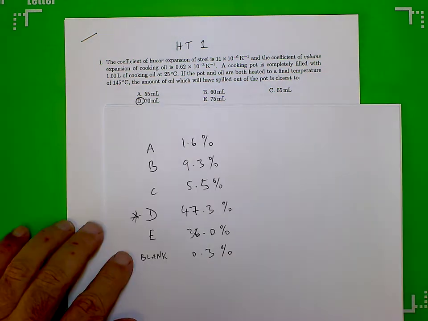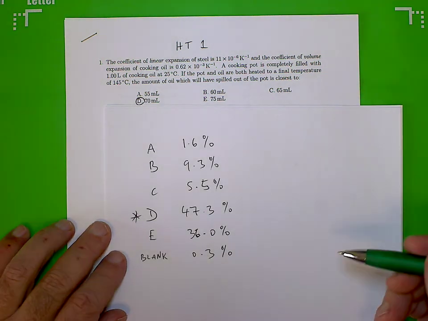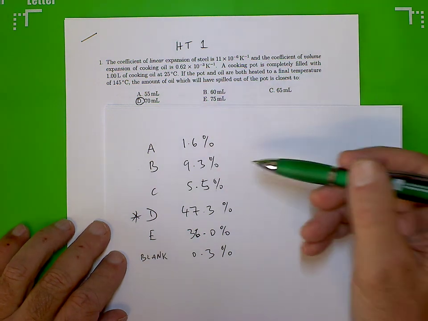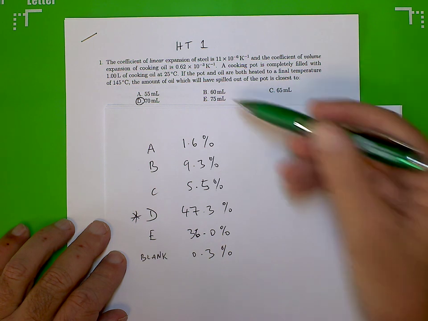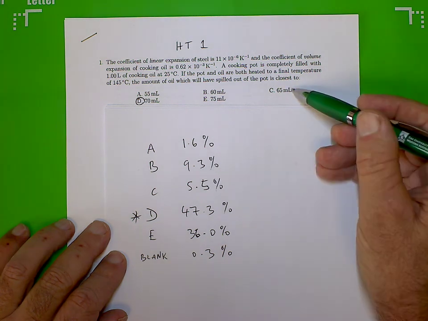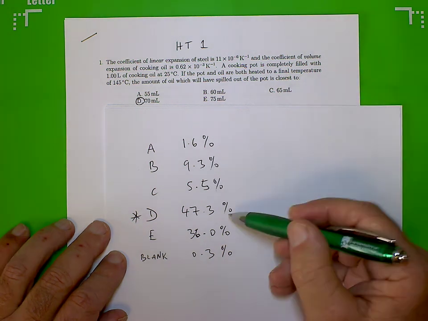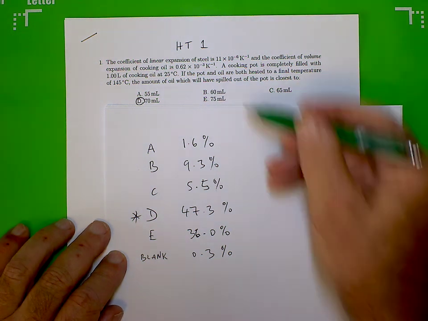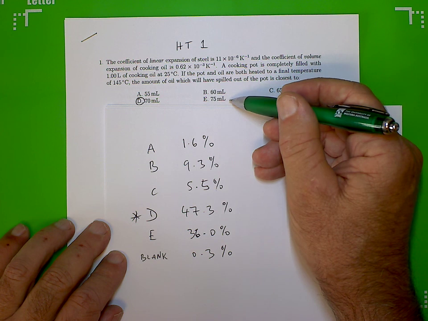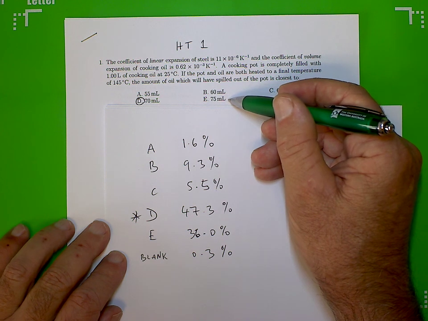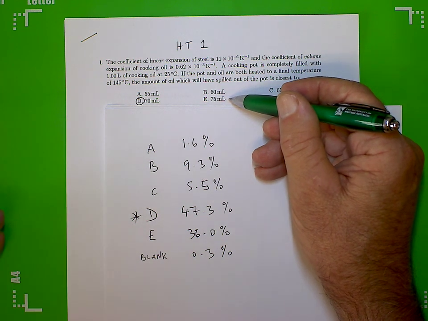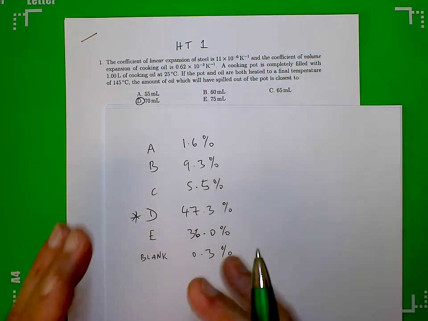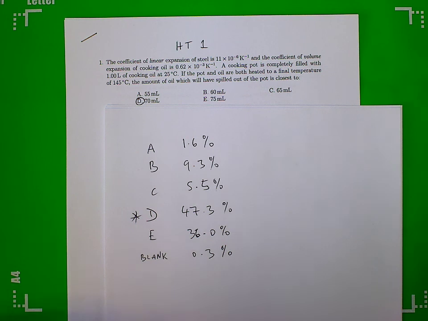Okay, this is last year's results, and we can see that 1.6% chose A, that's a guess. 9.3% chose B, that's a guess too. 5.5% chose C, probably a guess. 47%, just under half, got it correct, and 36% chose E. So 36% made the mistake either of assuming the steel didn't expand at all, or of assuming that the steel expanded linearly and that they didn't use the proper volume one. Okay, done.